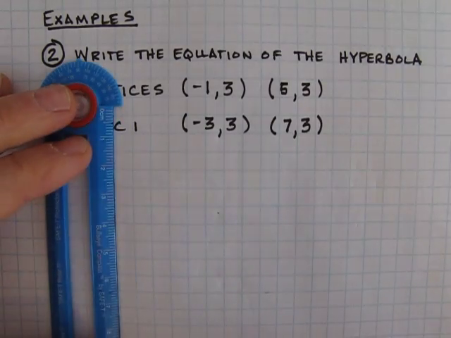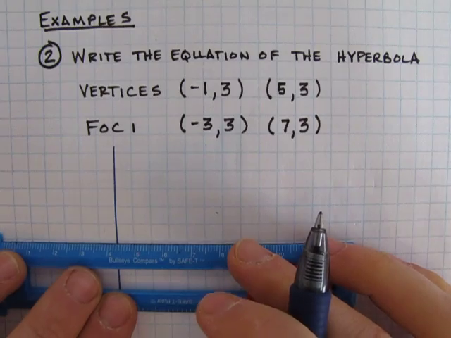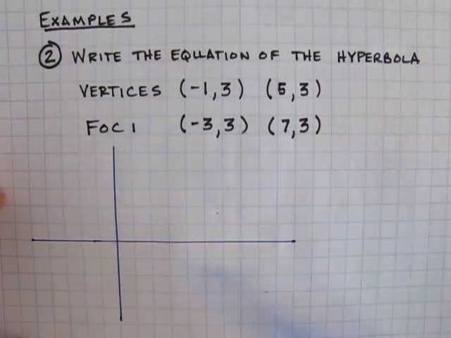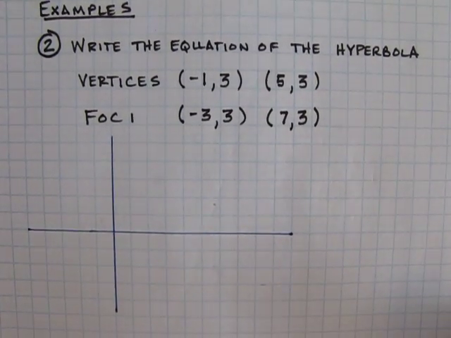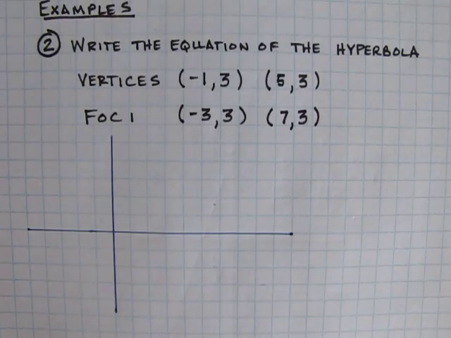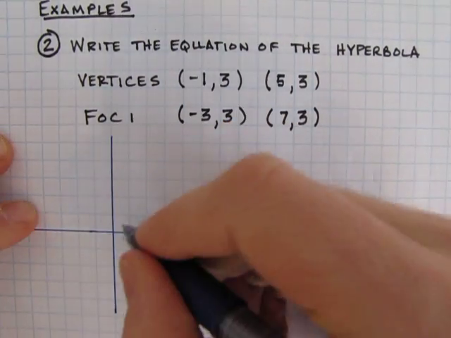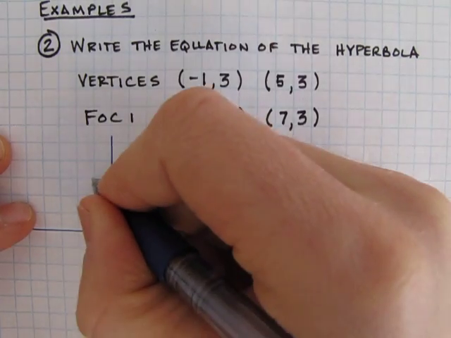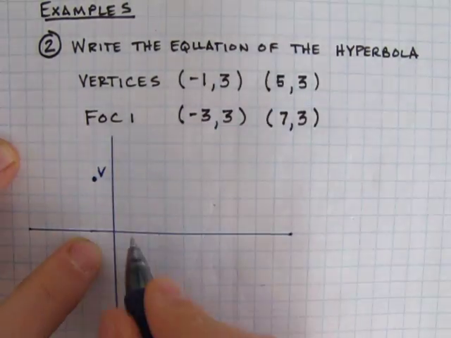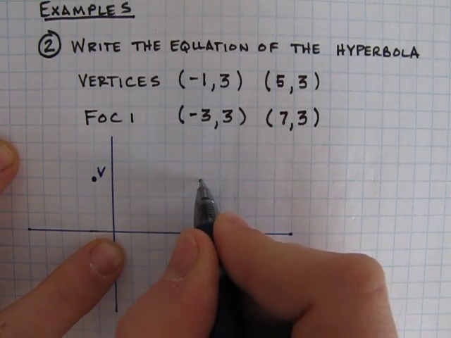So I'm going to draw a little sketch here. And keep in mind that this can be a rough sketch because our goal in this case is not to draw the picture, but just to use the picture in order to help us come up with the equation. Well, for starters, we got our vertices. One of them right here is at -1, 3, and the second one is here at 5, 3.